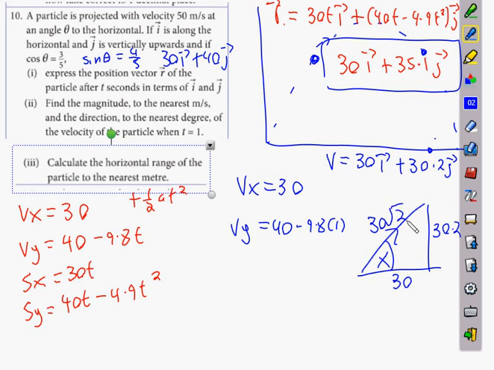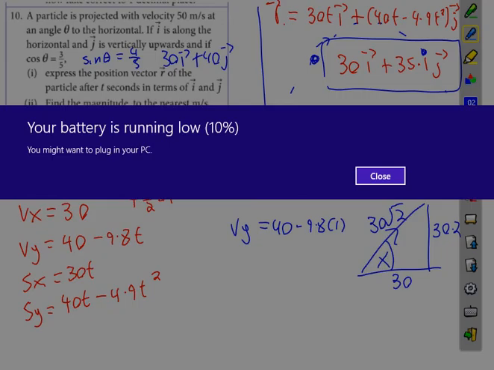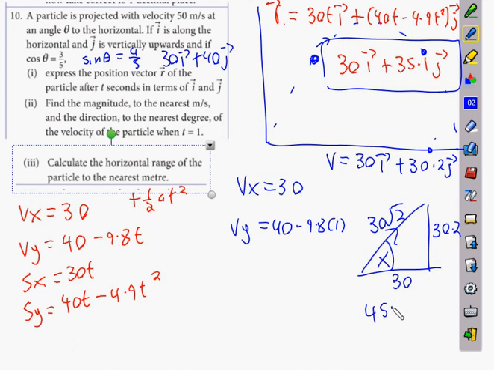That's 30√2 for the hypotenuse, and the angle 45.19. It's currently going up at 45.19 degrees, and it's going 30√2.